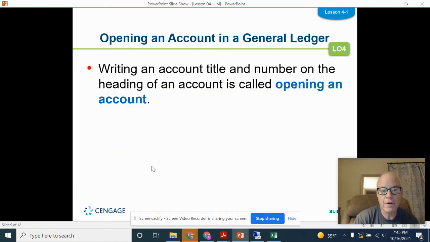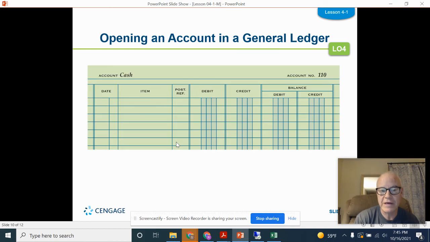Writing an account title and number on the heading of an account is called opening an account. So we're taking something from the chart of accounts, and now we're putting it into our ledger and creating an account form for that. Plus, we're doing the same process and adding something to the chart of accounts at the same time. So here we're opening an account in the general ledger.